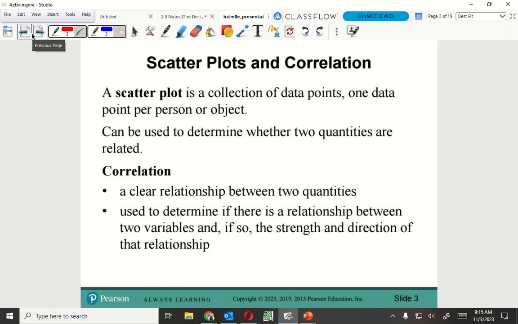Scatter plots and correlation. A scatter plot is a collection of data points, one data point per person or object. So a data point is going to be an x and a y for a certain value. It can be used to determine whether two quantities are related. Correlation is a clear relationship between two quantities, used to determine if there is a relationship between two variables, and if so, the strength and direction of that relationship. Now, one of the big things that we do is the most popular example to go along with this.